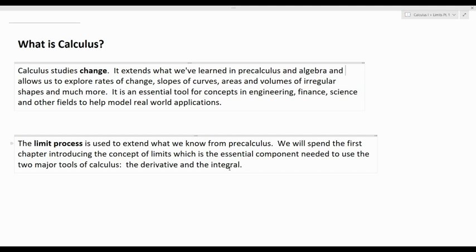Okay. So we're going to start first with what is a limit, what does it mean, and how do limits take what we learned in pre-calc and extend them to more dynamic or interesting concepts in calculus.